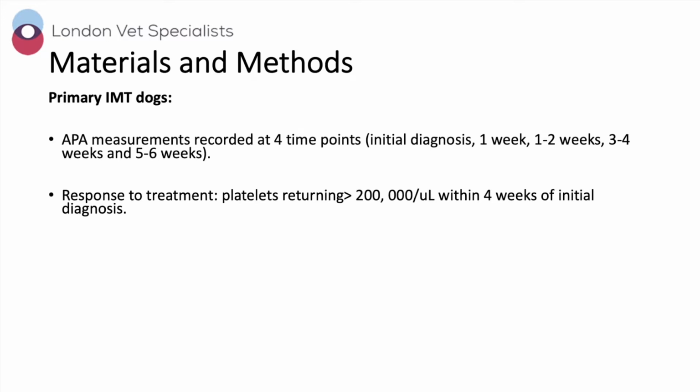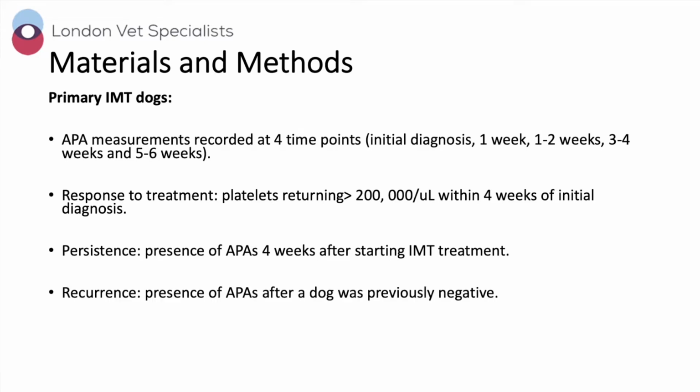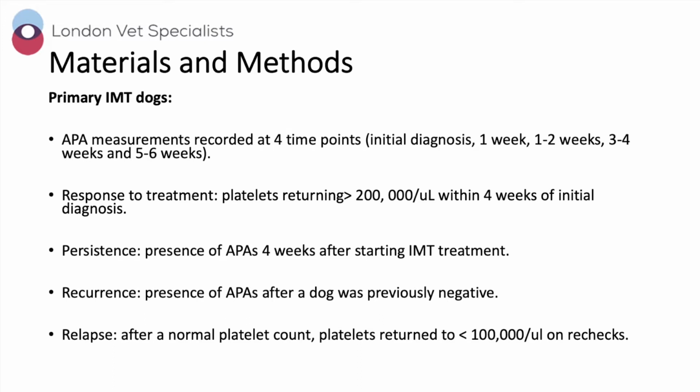Looking at the primary IMTP dogs, APA measurements were taken at 4 different time points, and response to treatment was defined as platelets returning to over 200,000 per microliter within 4 weeks of initial diagnosis. Persistence of APAs was defined as presence of them 4 weeks after starting IMT treatment, and recurrence was defined as presence of APAs after a dog had been previously negative. Relapse was defined as dogs who had a documented normal platelet count, and later on in rechecks their platelets had returned to less than 100,000 per microliter. All dogs in the primary IMT group had to be negative for antibody testing to Anaplasma, Babesia, Bartonella, Ehrlichia, and Rickettsia, and they'd all had abdominal and thoracic imaging to rule out secondary causes of IMT.